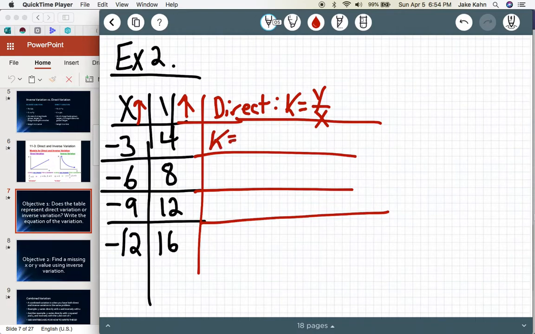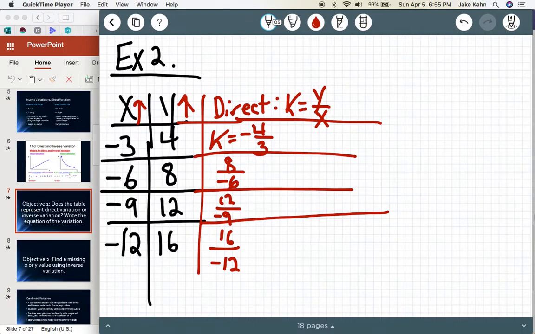For this first row, y divided by x is -4/3. -4 divided by 3, or 4 divided by -3, same thing. In this row, we have 8 divided by -6. Here we have 12 divided by -9. And lastly, we have 16 divided by -12. This may not look exactly the same right now.